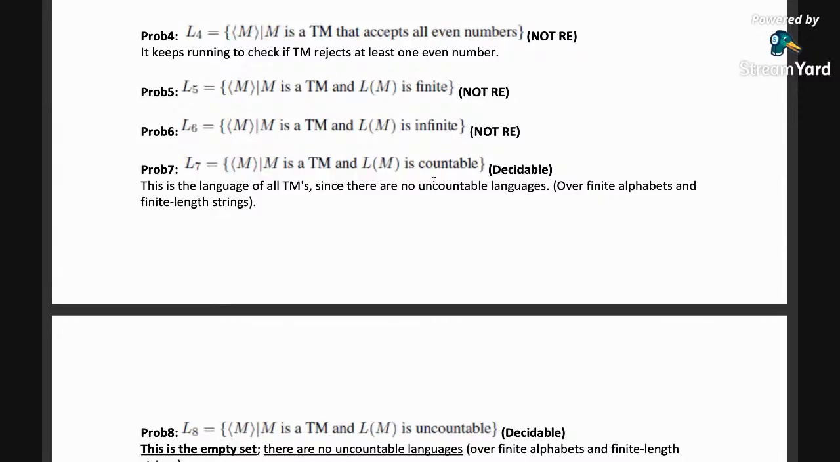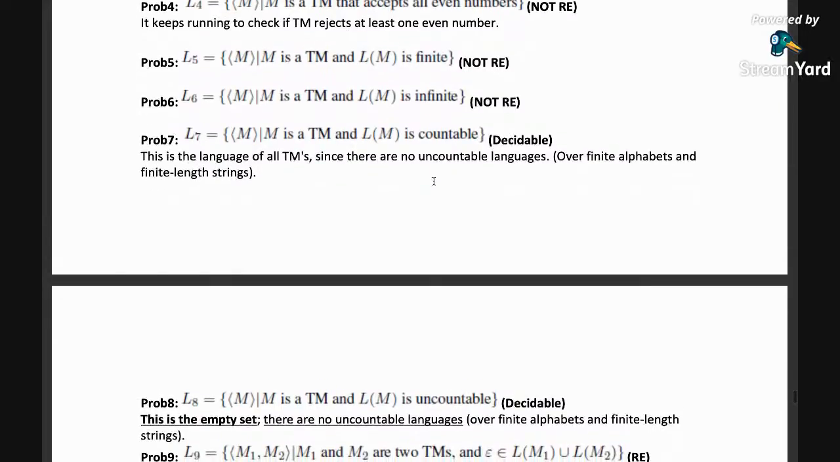L5: M is a Turing machine and L(M) is finite, not recursively enumerable. L6: M is a Turing machine and L(M) is infinite. L7: M is a Turing machine and L(M) is countable. This is the language of all Turing machines.